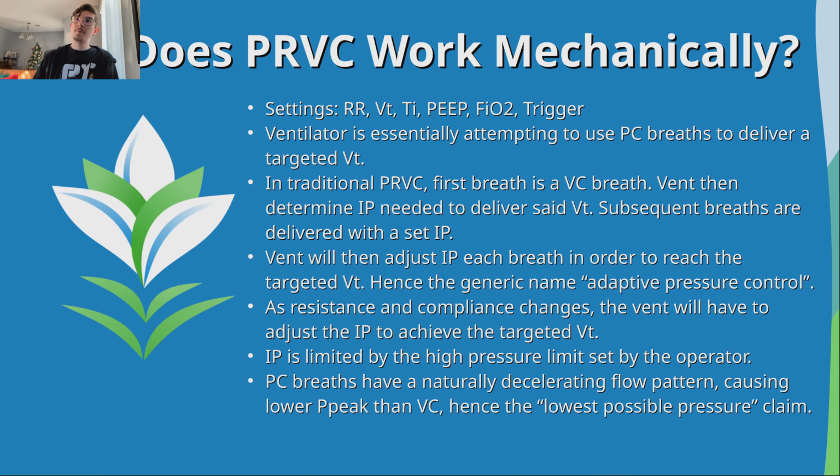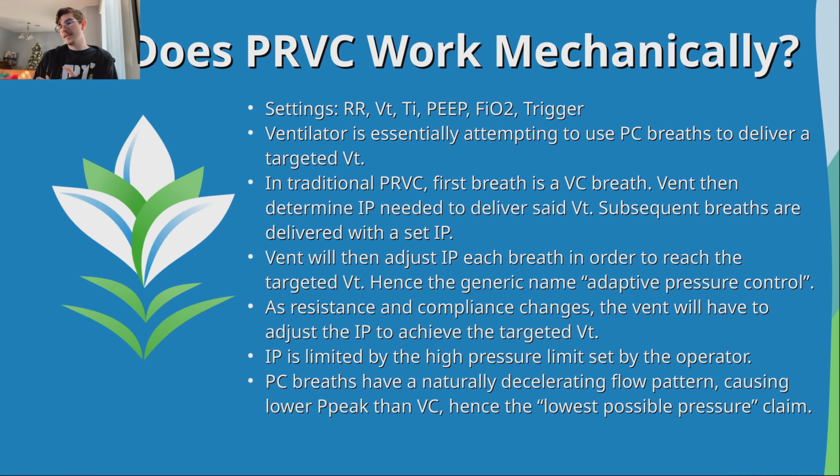Let's say lung mechanics change. All of a sudden, it gives an inspiratory pressure of 14 and it only gets back 450. The vent's going to go, oh, I'm not reaching my targeted tidal volume. Next breath, I'm going to give an inspiratory pressure of 15 and see what I get. On the next breath, it gives inspiratory pressure of 15 and gets back a tidal volume of 480. And it goes, okay, I'm still not quite there. Next breath, I'm going to give inspiratory pressure of 16. So it's going to just slowly titrate and try to reach that targeted tidal volume.